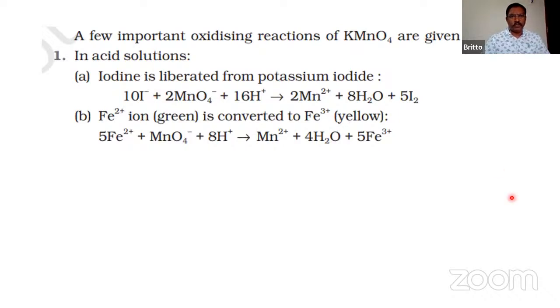Okay, and then in acid medium, there are several reactions given. One is the conversion of potassium iodide to iodine. Sometimes they may ask about moles also: how many moles of potassium permanganate react with how many moles of I minus, or how many moles of I2 is released or produced. They ask questions like that. For that you need to know the balanced reaction. Only then can you answer such questions.